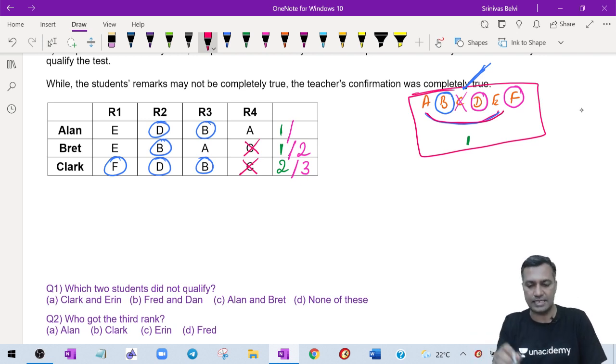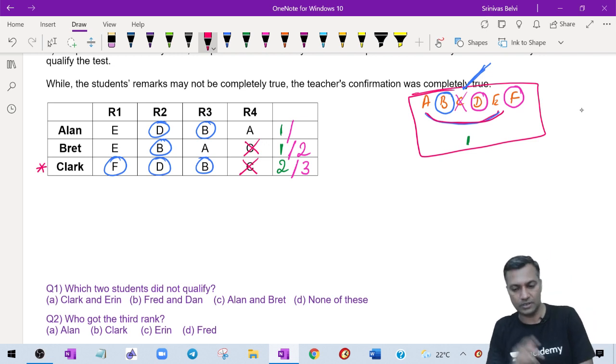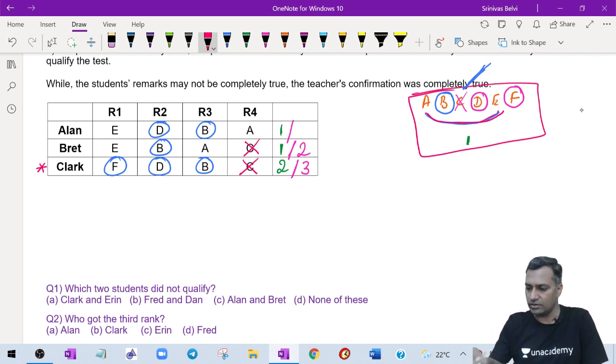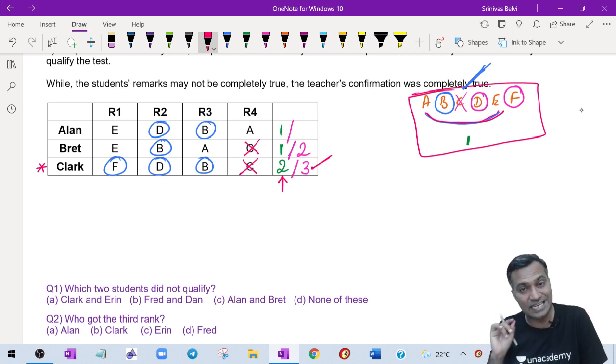Now coming to this, Clark is the key. What is the key here is Clark. Clark is the key. Now, of Clark's picks, three of them are correct, and we know which three are correct. F is correct, D is correct, and B is correct. Out of which, in two of them, the position is also correct, which means the ranking is also correct.